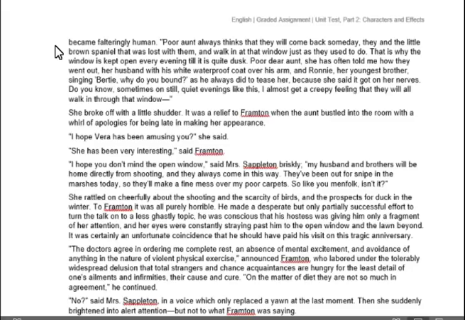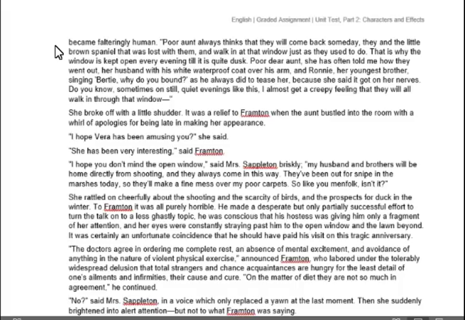"I hope Vera has been amusing you," she said. "She has been very interesting," said Frampton. "I hope you don't mind the open window," said Mrs. Stapleton briskly. "My husband and brothers will be home directly from shooting, and they always come in this way. They've been out for a snipe in the marshes today, so they'll make a fine mess over my poor carpets. So like you menfolk, isn't it?"